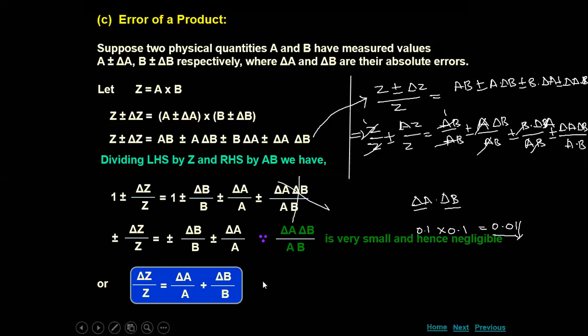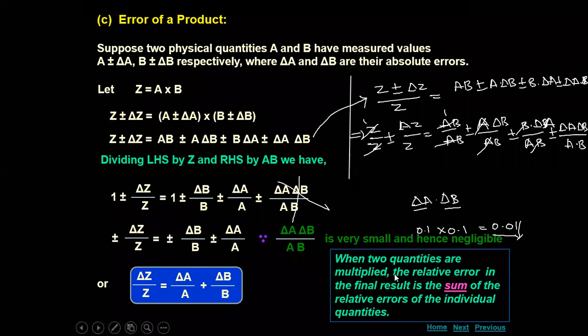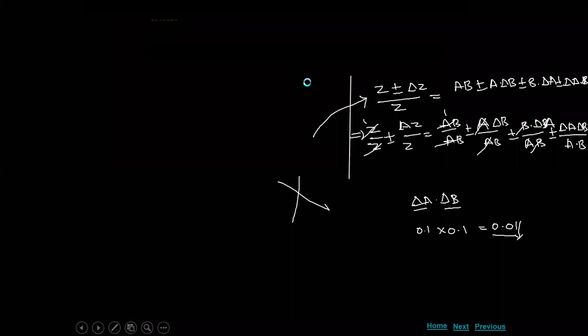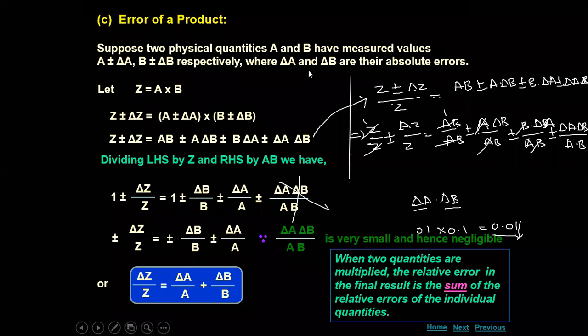Okay, now in this, what we can write is, when two quantities are multiplied, the relative error in the final result is the sum of the relative errors in the individual quantities. Okay, so let me know whether it is clear or not, so that I will continue. Clear, sir. Others?